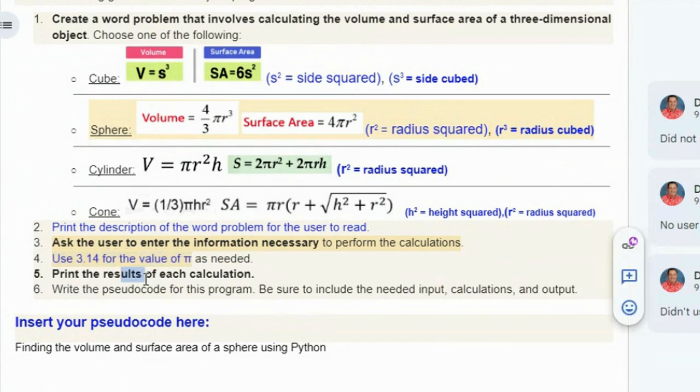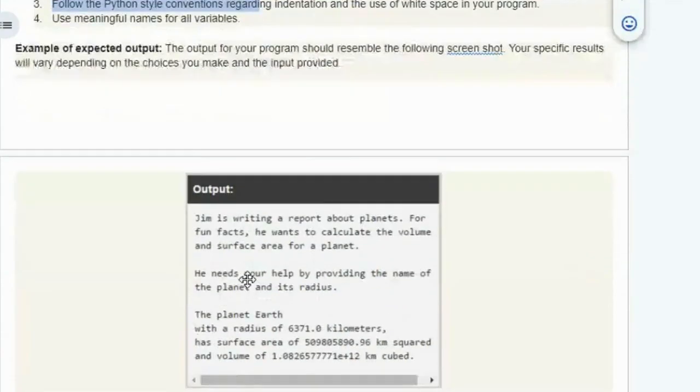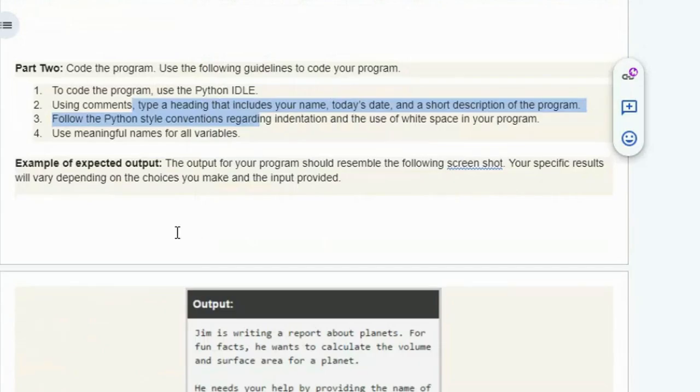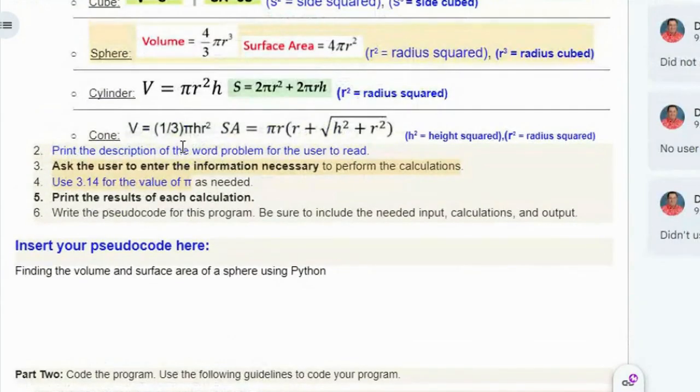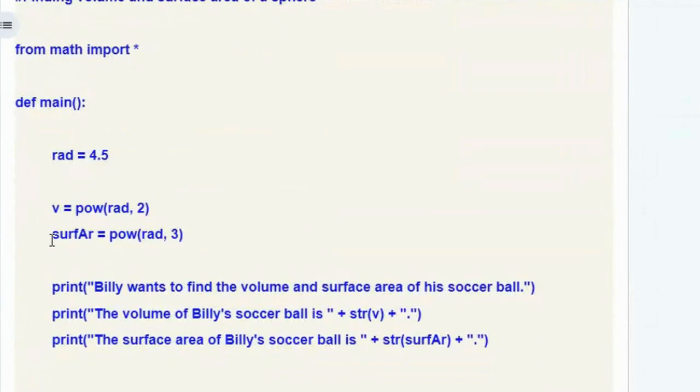You did print the results. You got some pseudocode. You got comments with your name, date, and description. You got that up at the top. That's good. Python IDLE, meaningful names, V and surf A. That's all right. Surf R and V. That's okay.